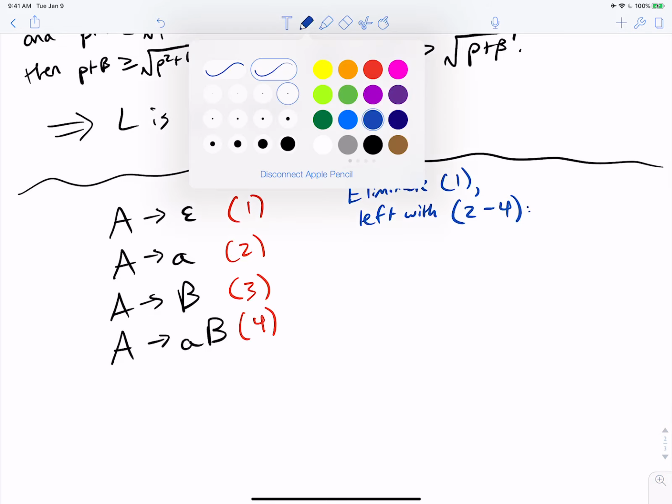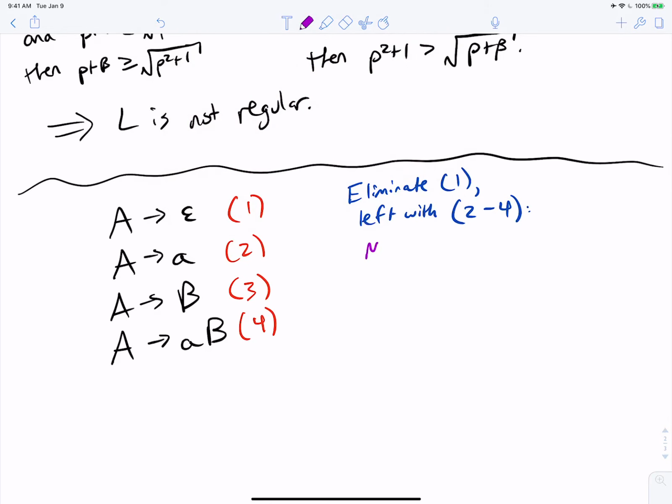So in fact, we are missing the language which just has the empty string in it. So it really does change the set of languages that you have. It may or may not change it very much, but it does change it.